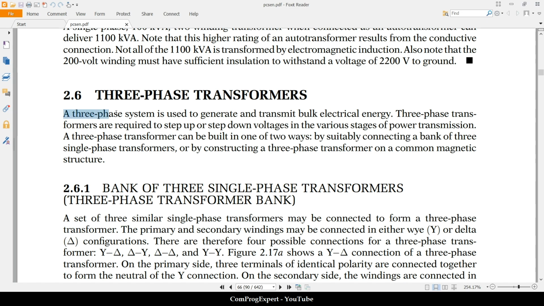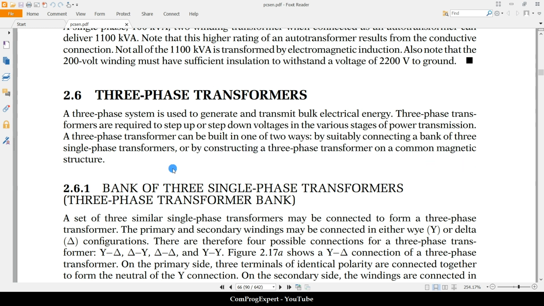A three-phase system is used to generate and transmit bulk electrical energy. Three-phase transformers are required to step up or step down voltages in various stages of power transmission. A three-phase transformer can be built in one of two ways: by connecting a bank of three single-phase transformers, or by constructing a three-phase transformer on a common magnetic structure.